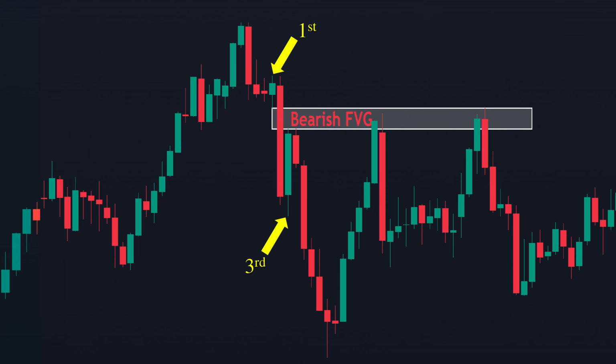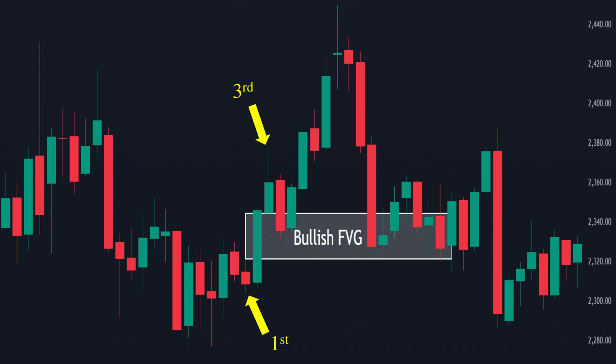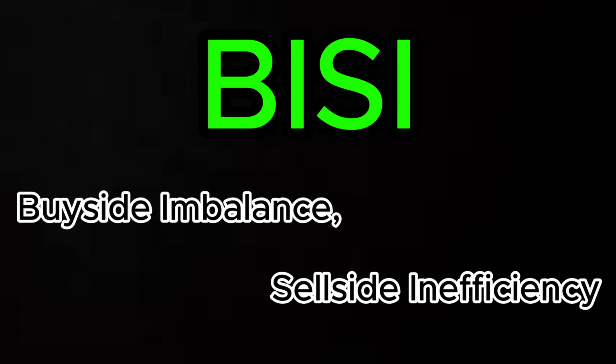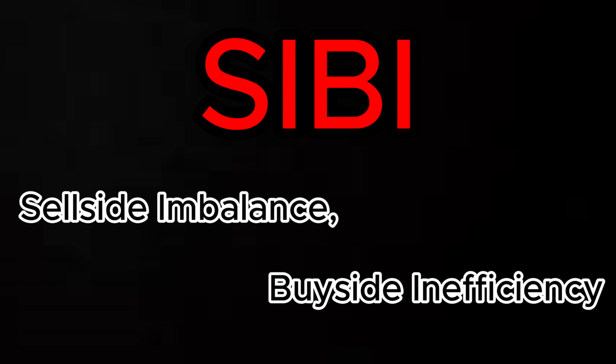Also, both bullish and bearish fair value gaps have specific names, BISI and SIBI. BISI stands for buy side imbalance, sell side inefficiency, and this is a bullish fair value gap, and we expect to go for a long position after seeing BISI on the chart. Moreover, SIBI stands for sell side imbalance, buy side inefficiency, and this is a bearish fair value gap, and we expect to go for a short position after seeing these. And also after SIBI, most of the time the market changes its trend to a downtrend and the price is going to decrease sharply.